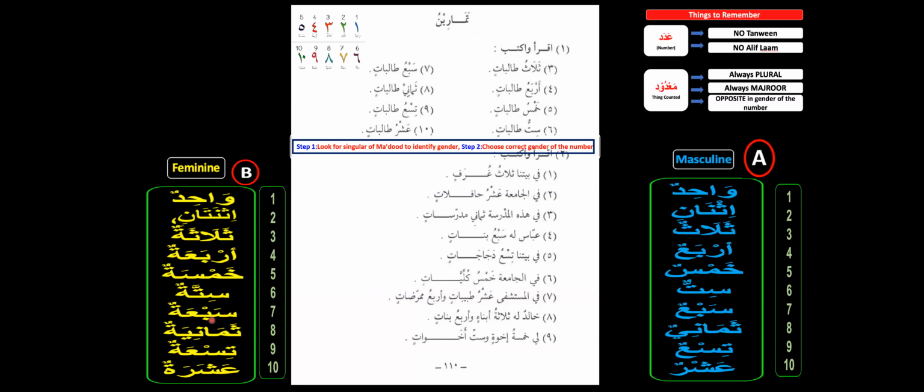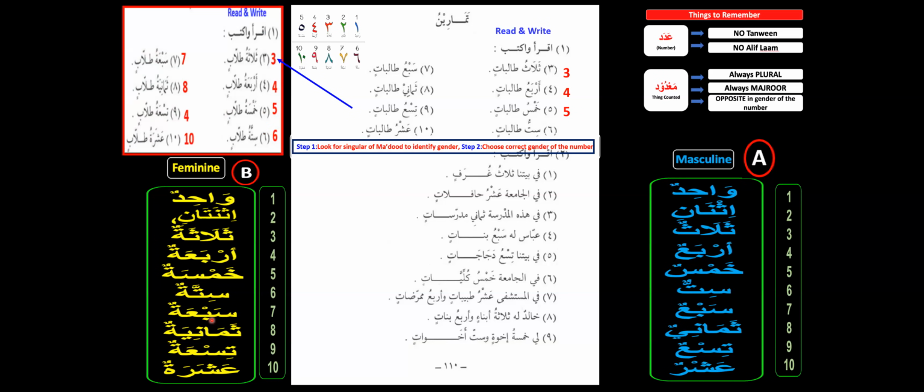Read and write. Same exercise we've done last time. Only difference is last time we were counting tullab, now we are counting talibat. So last time the numbers all were feminine. This time numbers are all masculine because they are opposite in gender with what we are counting. What we are counting in this exercise is number of female students. So the number is coming as masculine. ثلاث طالبات أربع طالبات خمس طالبات ست طالبات سبع طالبات ثمان طالبات تسع طالبات عشر طالبات.